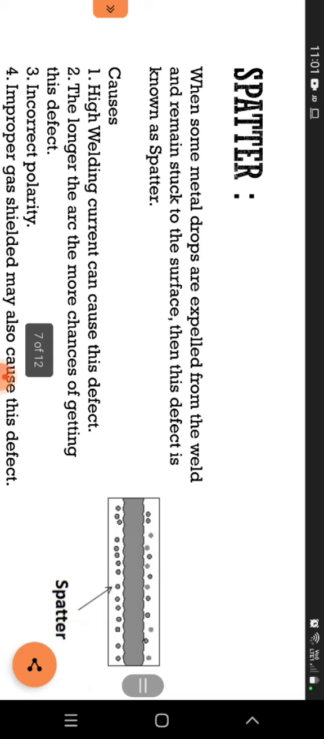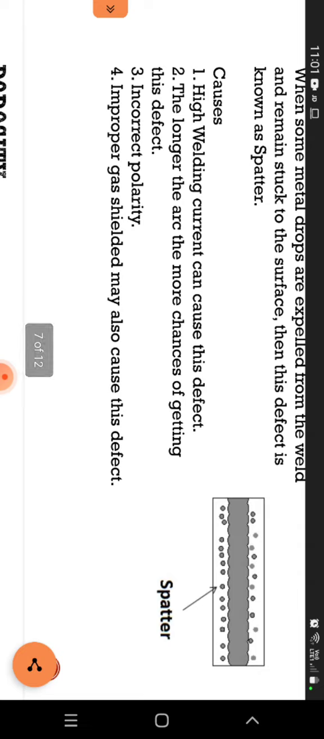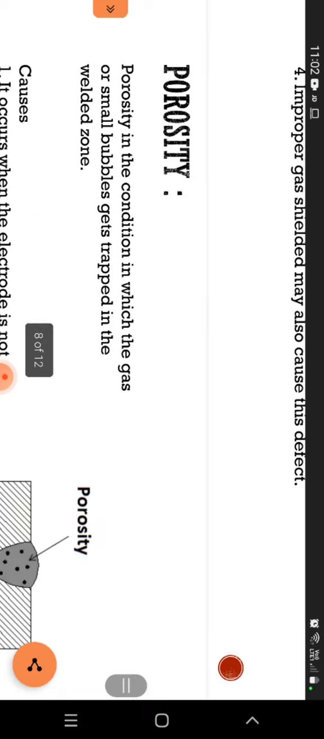Spatter: when some metal drops are expelled from the weld and remain stuck to the surface, then this defect is also known as spatter. Causes: high welding current can cause this defect. The longer the arc, the more chances of getting this defect. Incorrect polarity and improper gas shield can also cause this defect.